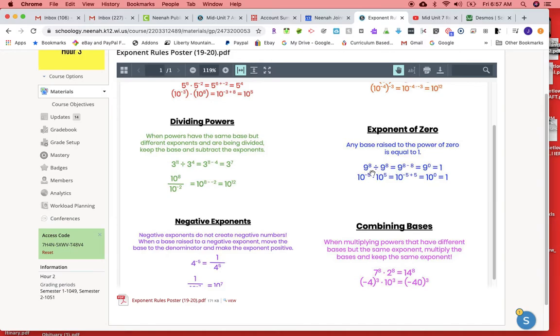So we're going to keep our base. We're going to subtract our exponents. So 9. We're going to subtract our exponents. 8 minus 8 is 0. Anything to the 0 power is 1.